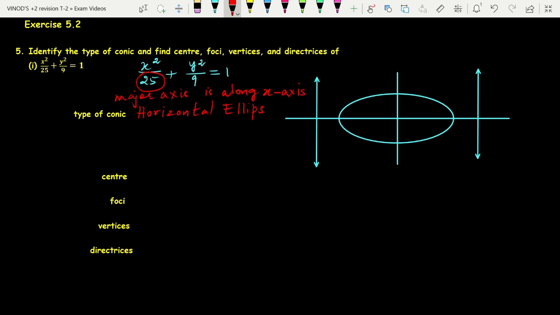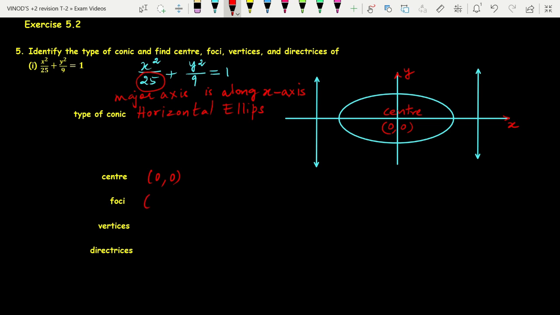Center: because it is a standard ellipse, the center is origin. Horizontal line is x axis, vertical line is y axis. The center is at the origin, so it is a standard ellipse. So the center is 0, 0.